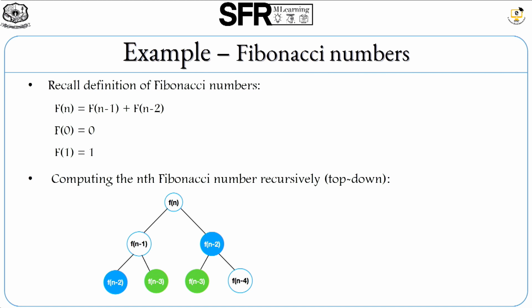So, this is one example of the top-down approach. First we have to calculate f of n. To calculate f of n, you need to calculate f of n minus 1 and f of n minus 2. For f of n minus 1, you have to calculate f of n minus 2 and f of n minus 3. Similarly, for f of n minus 2, we need to calculate f of n minus 3 and f of n minus 4. So, here you have to repeatedly calculate f of n minus 2 and f of n minus 3. For this, we store those values in a table in memory and then reuse the values instead of calculating them again and again.